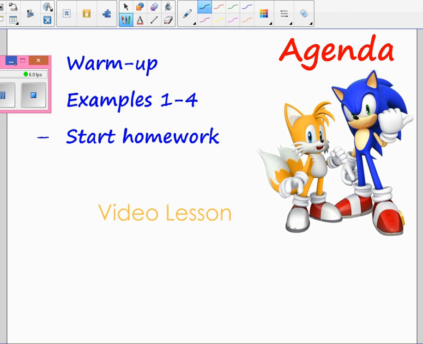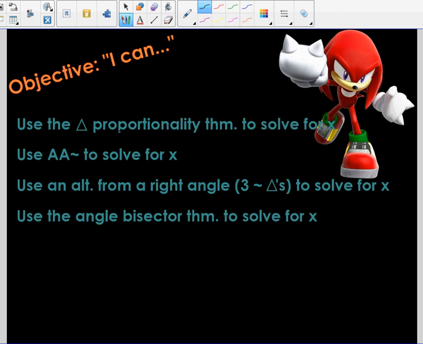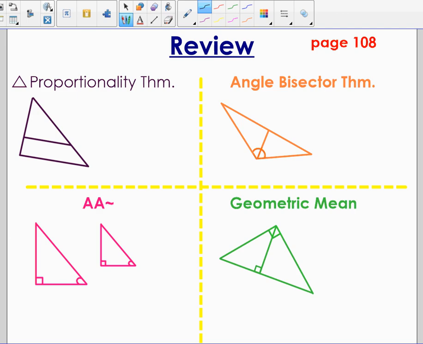Okay, so what we're going to do today is basically go over the four theorems that we've talked about thus far in order to solve different types of application problems. So what I want you guys to start with doing is turn to page 108 and talk about the four different theorems that we can use in order to solve problems, so that we all have them in the same place.